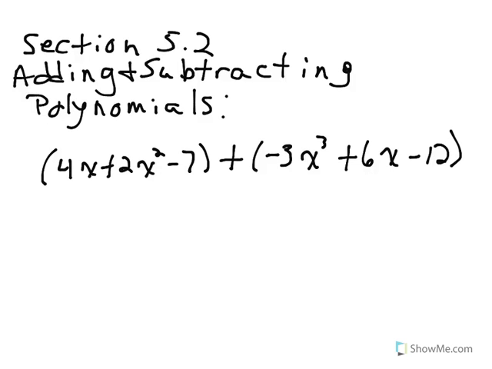Section 5.2, Adding and Subtracting Polynomials. Here we have two polynomials, 4x plus 2x squared minus 7 and negative 3x to the third plus 6x minus 12, and we are going to add them. When you are adding polynomials, simply drop the parentheses and rewrite your polynomial.